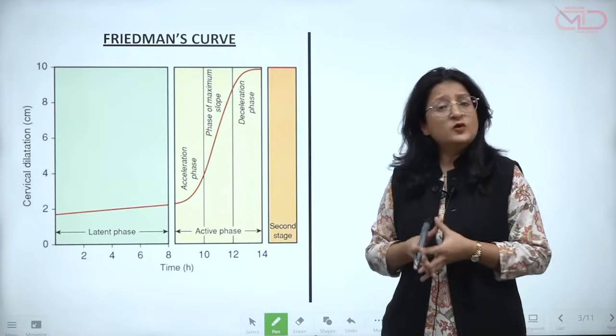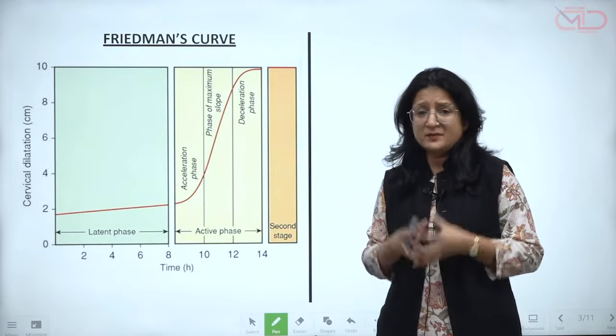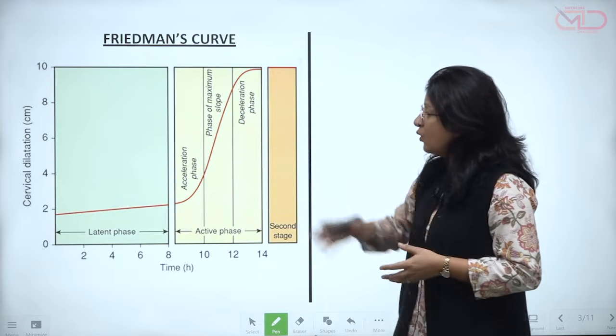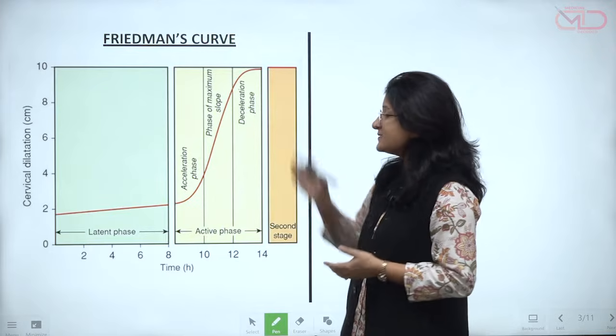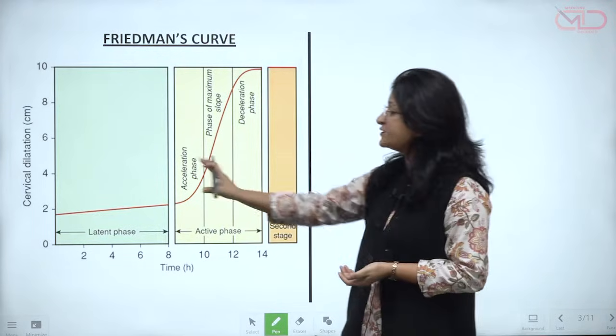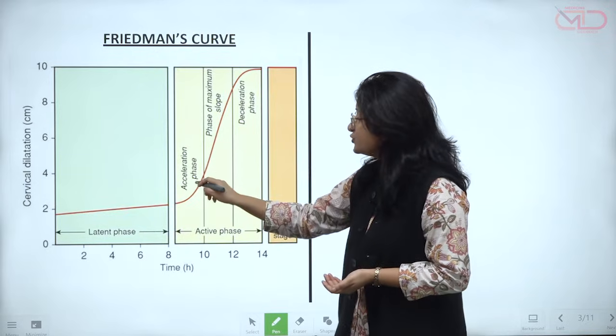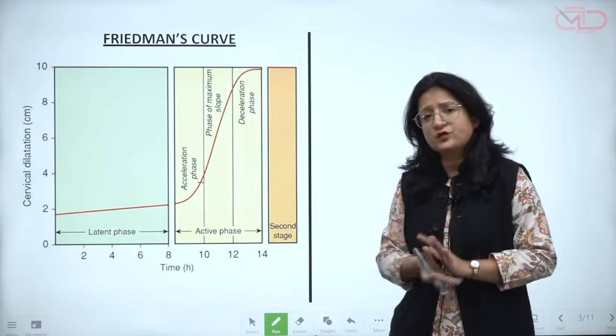This modified WHO partograph has been adapted and based on the seminal work by Friedman et al., who described how labor progresses in the majority of women. So they described a slow latent phase and the more rapid active phase of labor, and the threshold of cervical dilatation was about 3 to 4 centimeter.